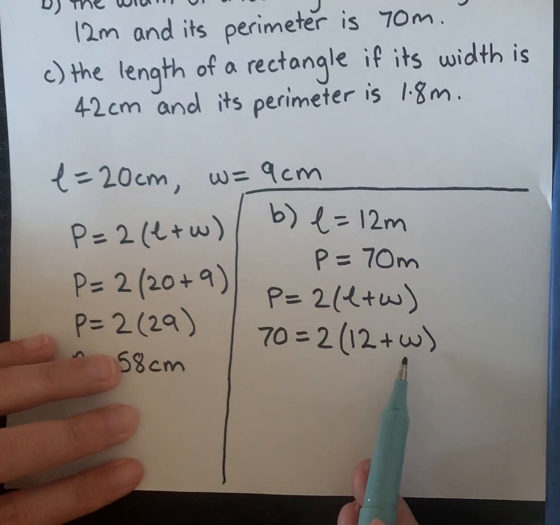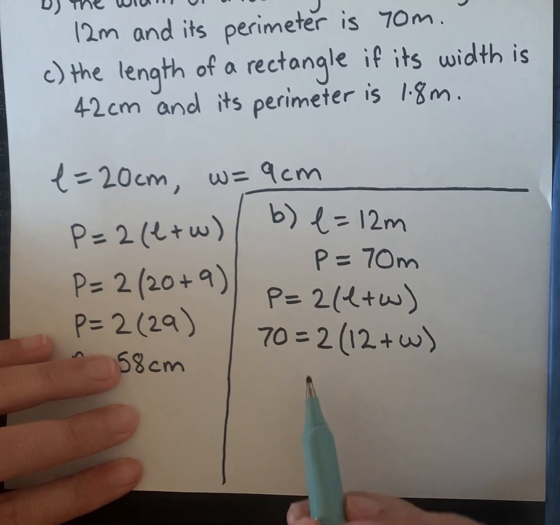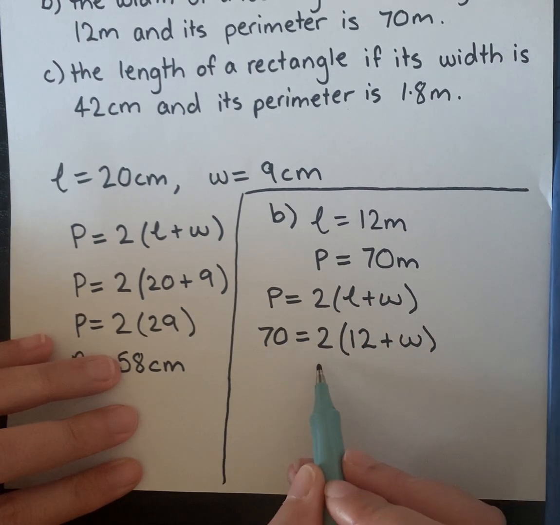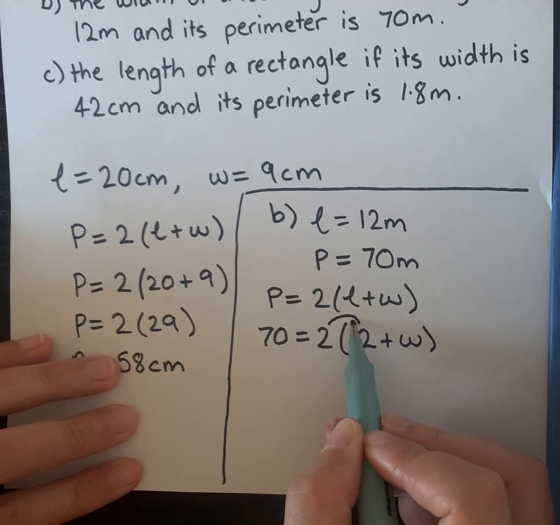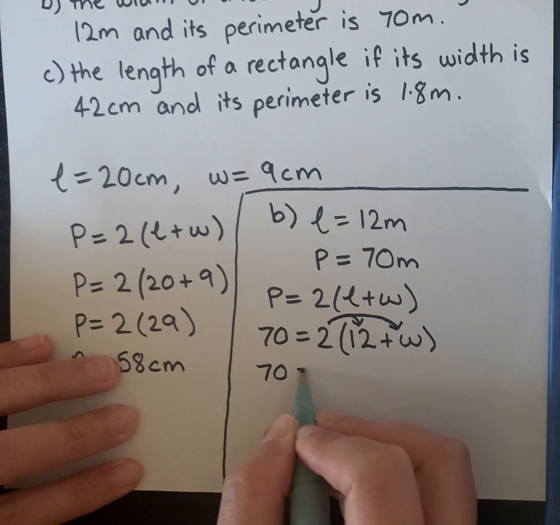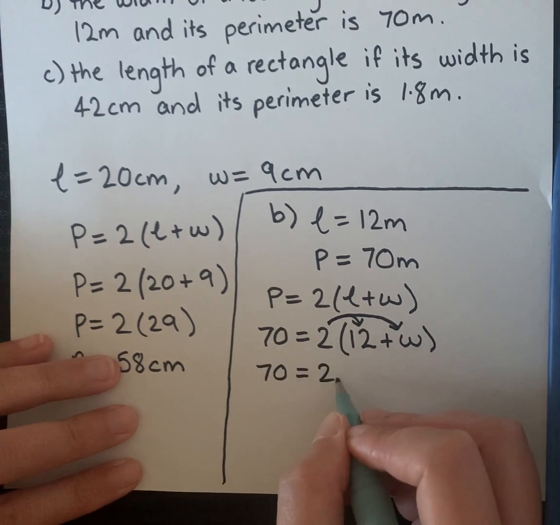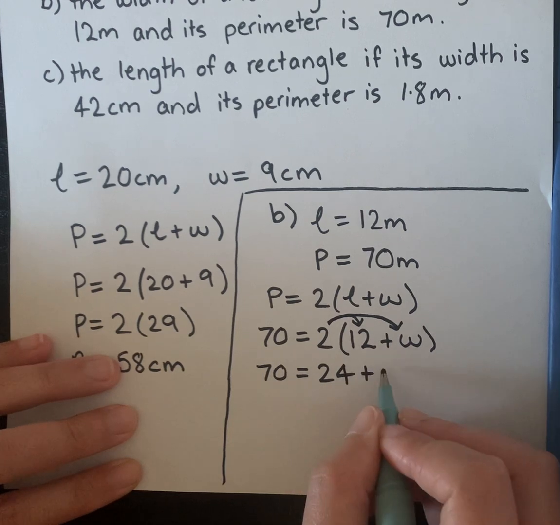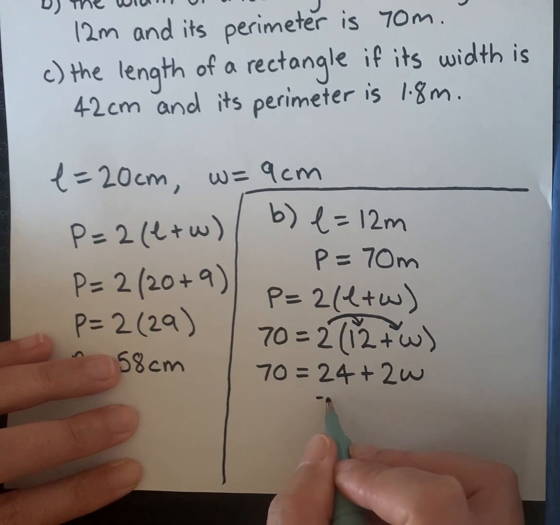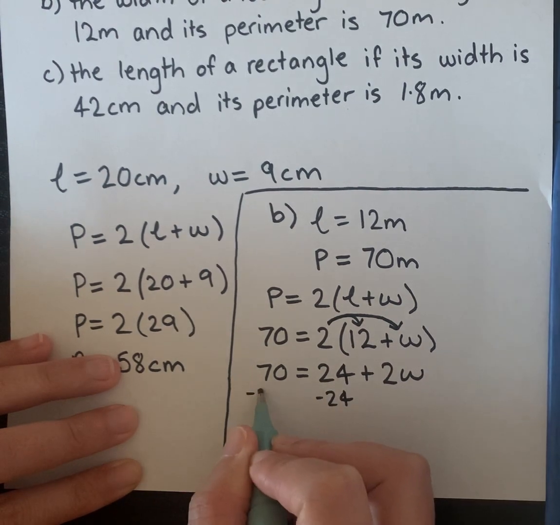So we just want to get W by itself, and it's just as simple as solving this equation. So we can expand the brackets, or you can just divide by 2, but let's just do it the way we've been practicing. So we need to multiply 2 by everything inside the brackets. 2 times 12 is 24. 2 times W is 2W. Now we still want to get W by itself, so we subtract 24 from both sides.